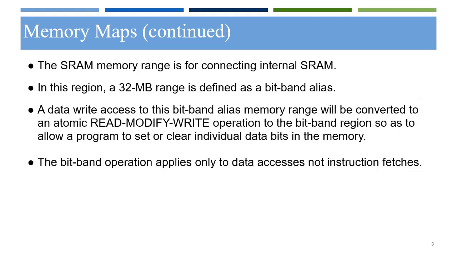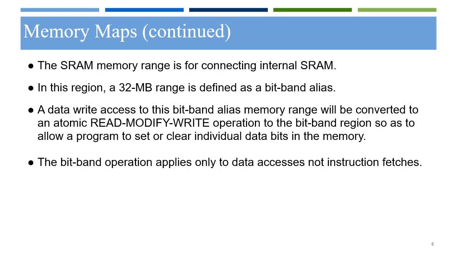This SRAM memory range is for connecting internal SRAM. Access to this region is carried out via the system interface bus. In this region, a 32 megabyte range is defined as a bitband alias. Within the bitband alias memory range, each word address represents a single bit in the 1 megabyte bitband region. A data write access to this bitband alias memory range will be converted to an atomic read modify write operation to the bitband region, so as to allow a program to set or clear individual data bits in memory.